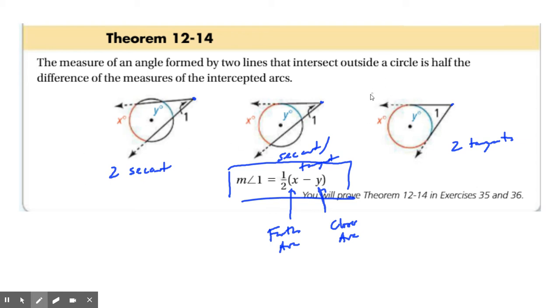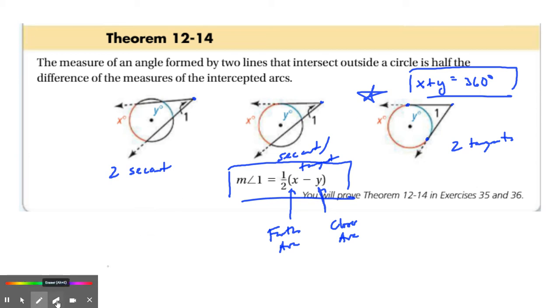Now, this situation, the two tangents, is very interesting because there is a relationship between X and Y. Together, X and Y make the entire circle. Because of these two tangent points, there's only two arcs that make the circle. So in this case, X plus Y is 360. That might be helpful when you do a problem like this later on. So be aware of that. Okay, all right, cool. So those are the angles.